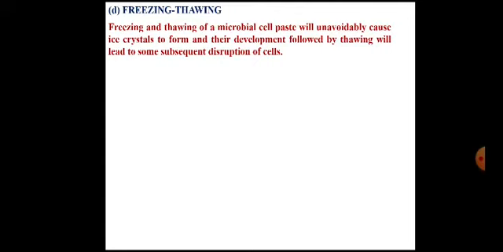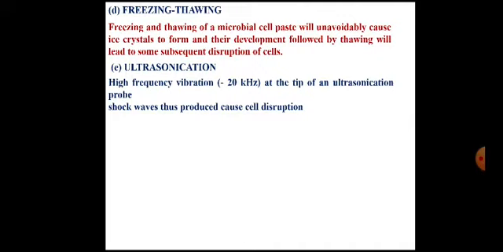Freezing and thawing of microbial cell paste will unavoidably cause ice crystals to form, and during the thawing process, these ice crystals will lead to some subsequent disruption of cells. Then another method is ultrasonication.